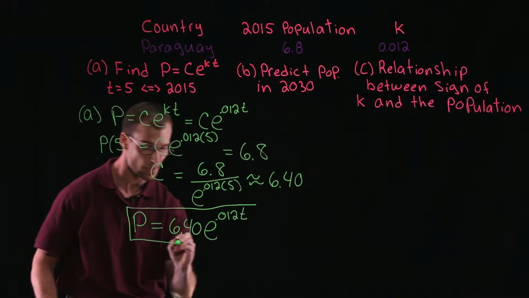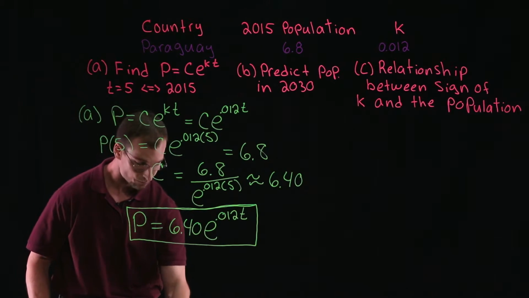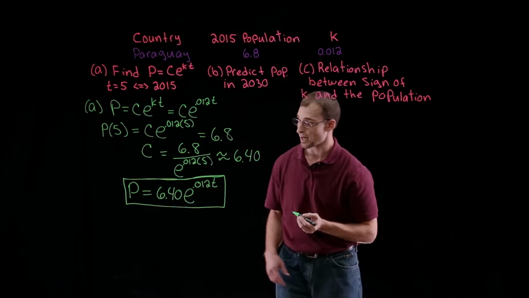And we're going to be using this in part B, so go ahead and make sure that's nice and visible. Okay, so there's our model.